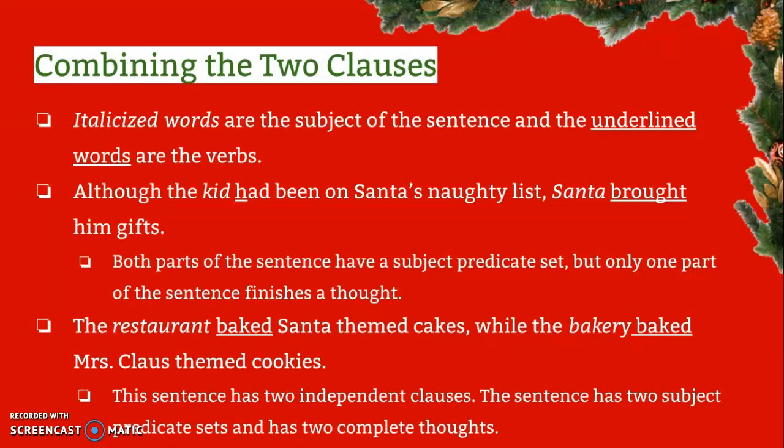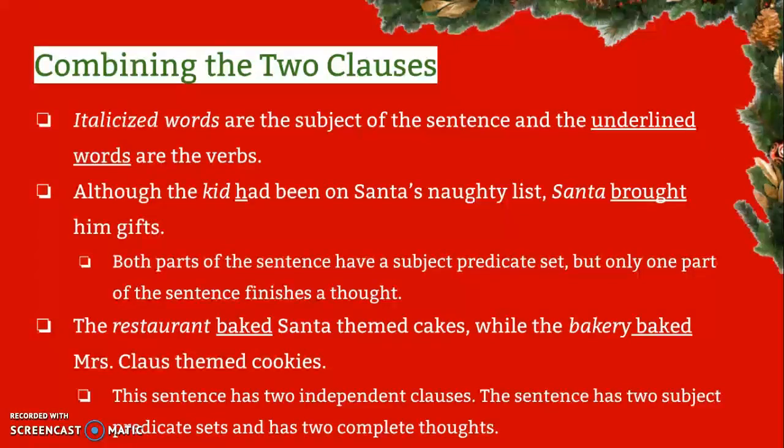Now, again, italicized words are the subject, underlined words are the verbs. Although the kid had been on Santa's naughty list, Santa brought him gifts. Both parts of the sentence have a subject-predicate set, but only one part of the sentence finishes a thought. Although the kid had been on Santa's naughty list isn't a complete thought. Santa brought him gifts is a complete thought.